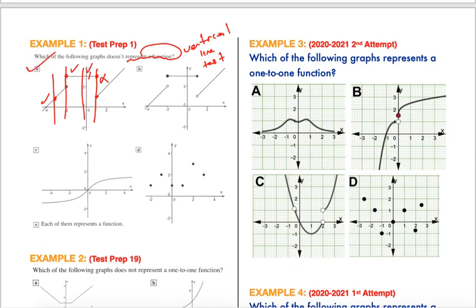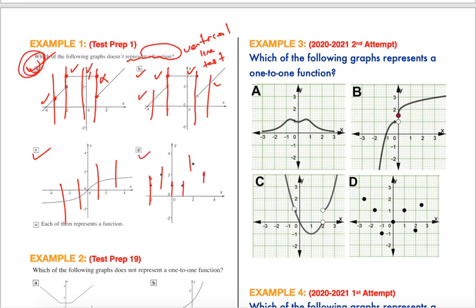Let's look at B. Here at this point, it's passing through only one. At this point, only one, because one is empty, one is filled. There is only one filled point here. Here, only one. So no matter where you put the line, it's passing through the graph at one point. So it is a function. Option C, no matter where you put the line, it is crossing the function at most once. So it is a function. Option D, once, once, once, once, once, once. So it is also a function.